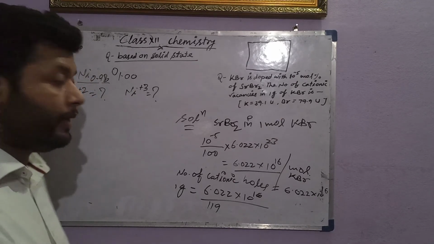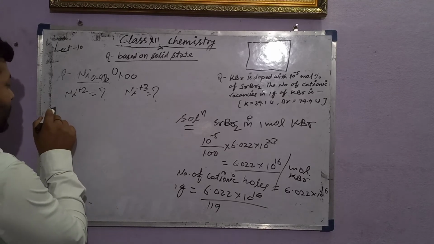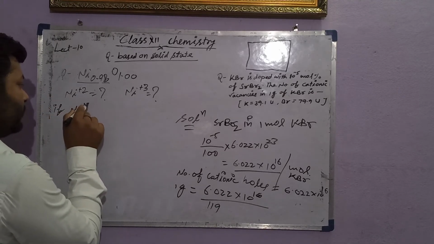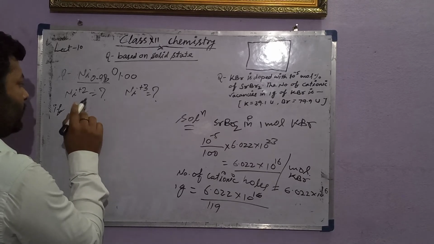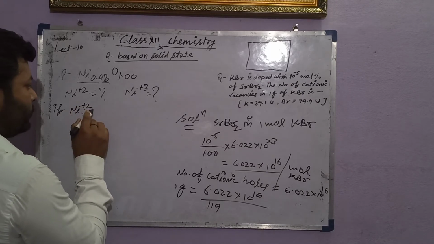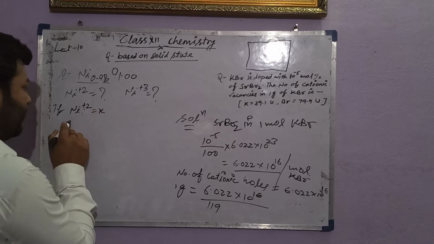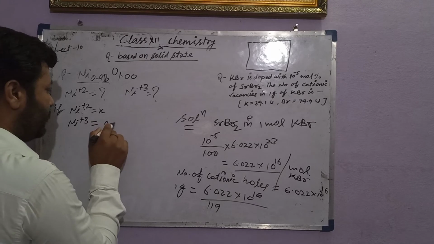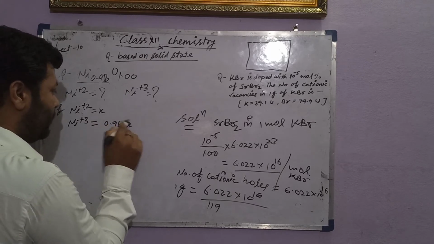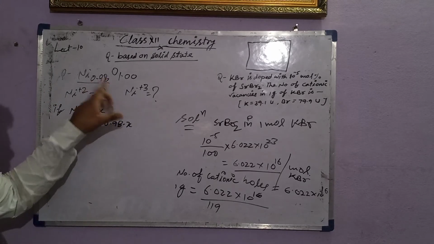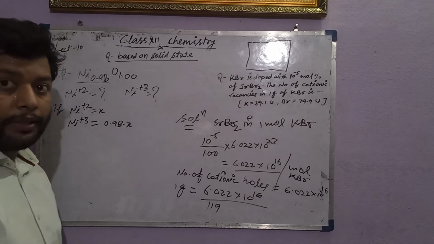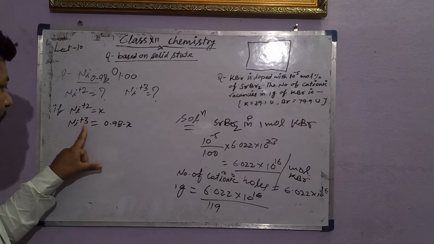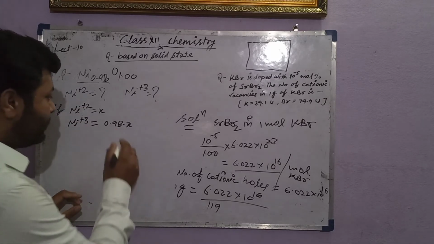Metal deficiency defect. So let us assume nickel plus 2 exists in the number of x. So nickel plus 3 must be 0.98 minus x, because the total number of nickel is 0.98 only. That is the ratio. So you can solve this. Nickel plus 2 is x, so nickel plus 3 will be 0.98 minus x.